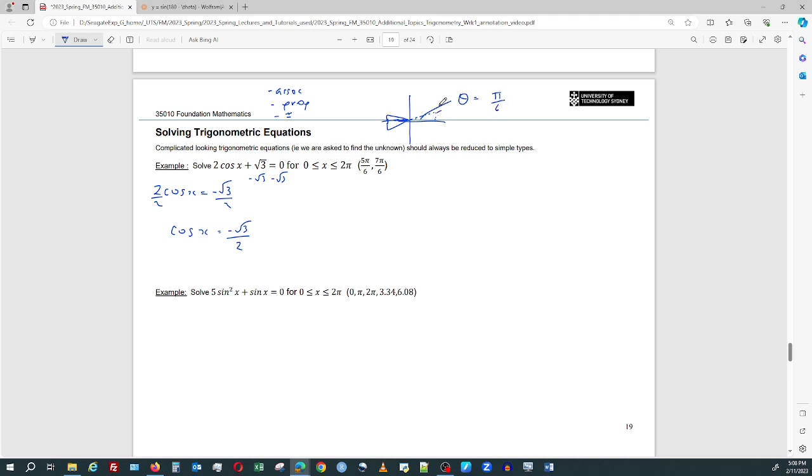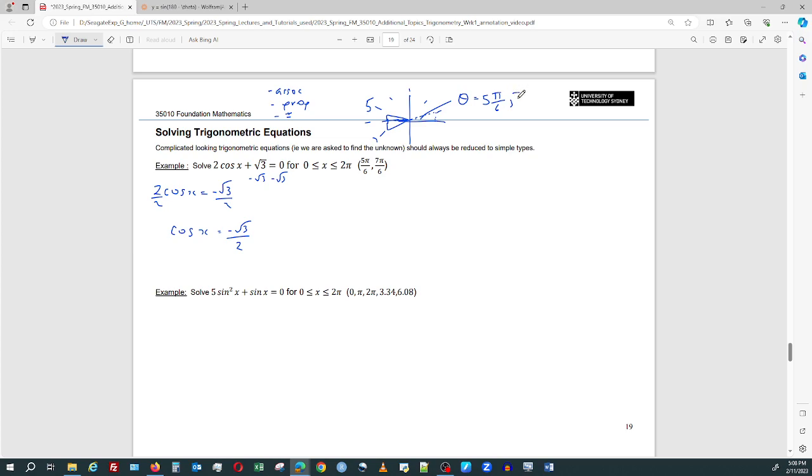Now we know we can count 1, 2, 3, 4, 5, 6, 7. So count them around. The two angles will be 1, 2, 3, 4, 5, 5 lots of pi on 6. And 7 lots of pi on 6.